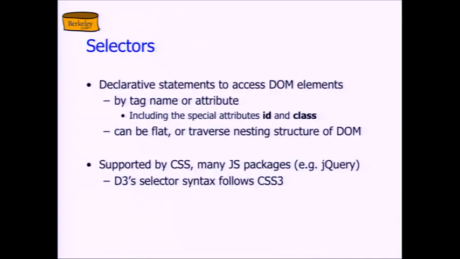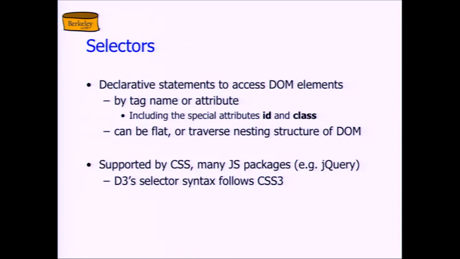Here's one of the key things you can do in web environments, and it's widely used in D3, which is to define selectors. So what is a selector? A selector is a declarative statement of some kind to access nodes in a particular DOM tree. So you're on a web page, and you might want to pull, say, all things with a particular tag name. Like, I want to pull out all the paragraphs in this document, all the things that are tagged P. Or maybe I want to pull out all the things that are class equals "data".